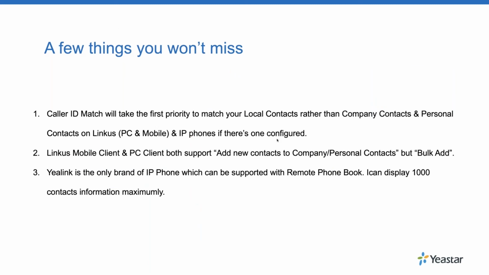Okay. All right, guys, a few things you won't want to miss here, very important. The first thing I'm going to talk about is the contact priority. When you use this caller ID match feature, mostly we're going to have some local contacts on your mobile or computer. Sometimes you probably have local contacts just on your mobile. So for matching your contacts, we're going to take your local contacts as the first priority, rather than the company contacts or personal contacts. Okay, so keep that in mind.